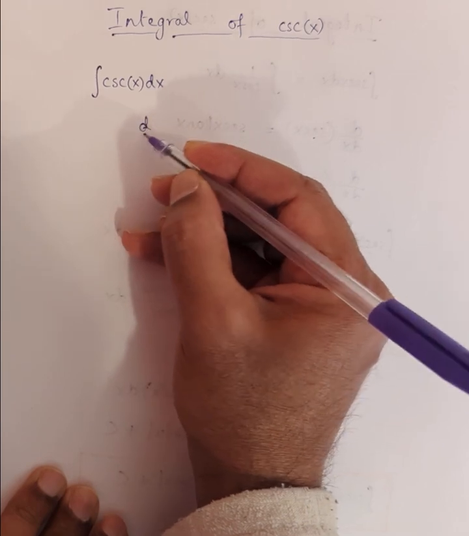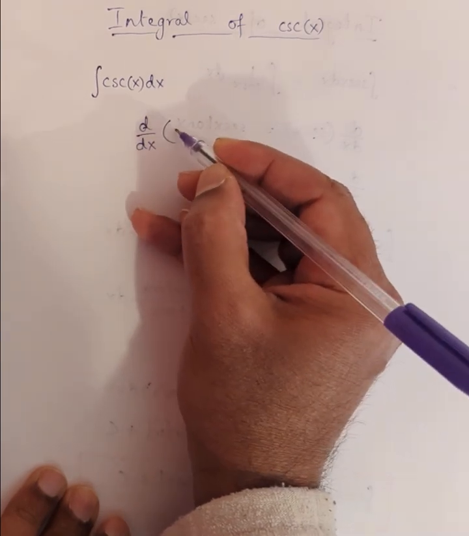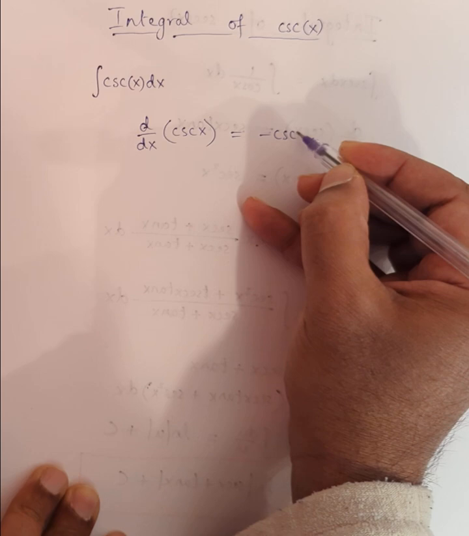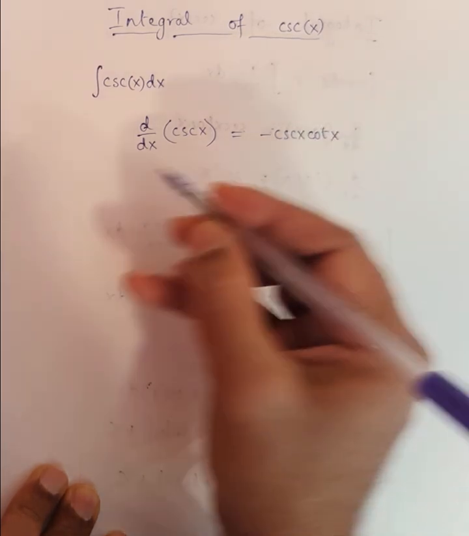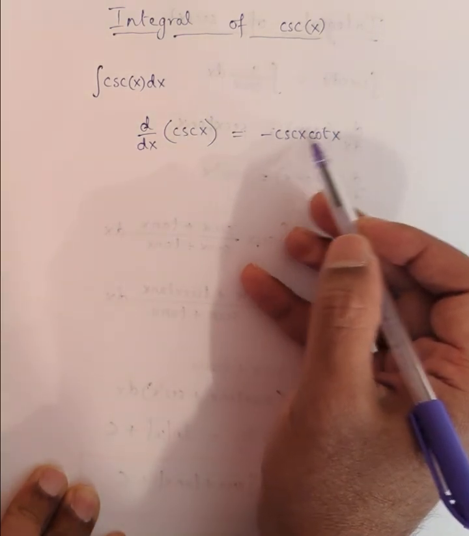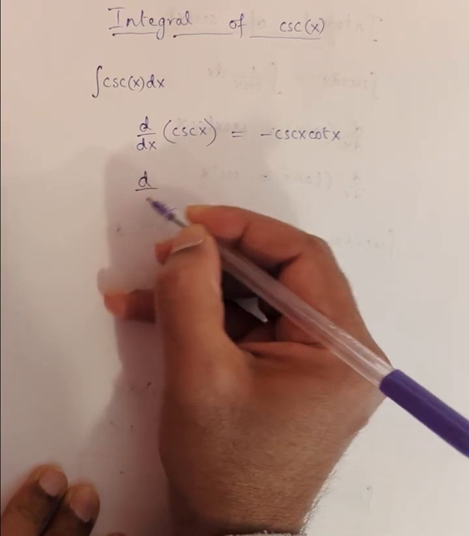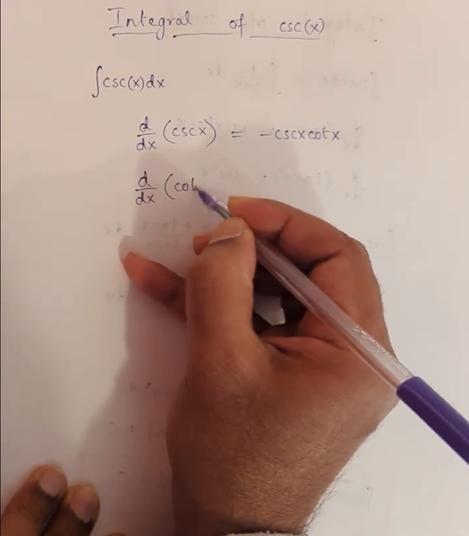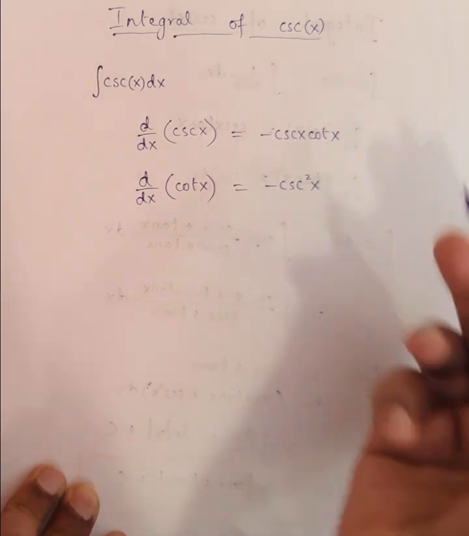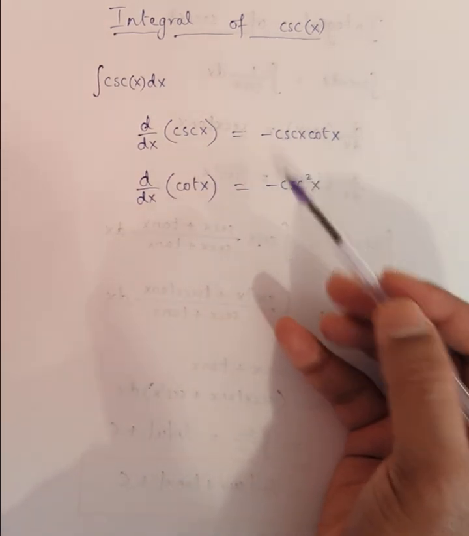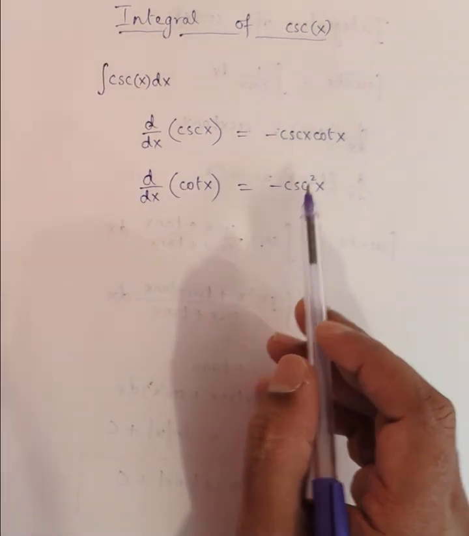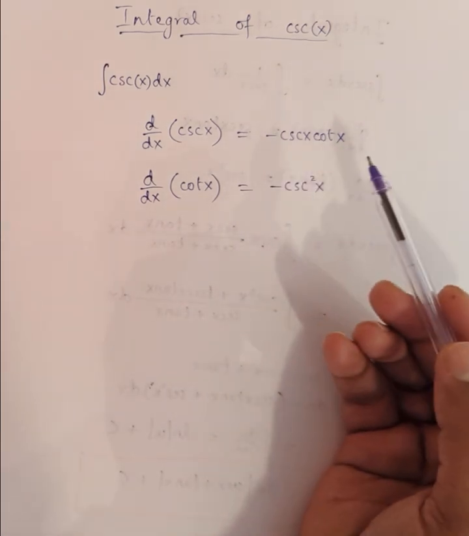For cosecant x, let's start with the derivative of cosecant x. Notice that it is negative cosecant x cot x. So the derivative of cosecant x involves both cosecant x and cot x. And if you think about the derivative of cot x, that's going to be negative cosecant squared x. So cosecant and cot are intertwined this way. Cotangent's derivative involves cosecant, and cosecant's derivative involves cosecant and cotangent.